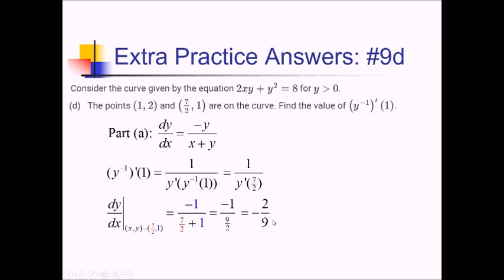Now be careful, this is not the final answer. This is just y prime of 7/2. To get the final answer, we need to actually do 1 over this fraction. And same change flip again. A lot of flipping going on here. This is going to be negative 9 over 2.